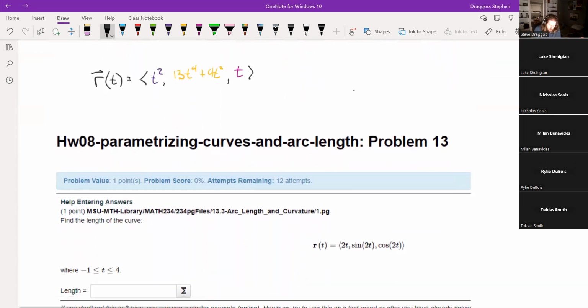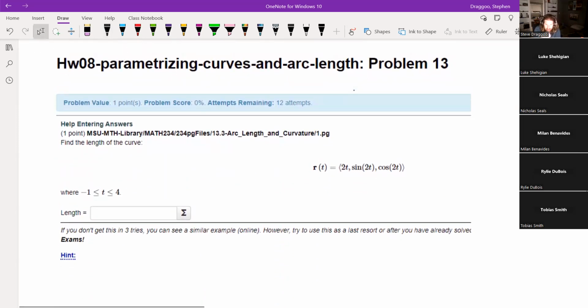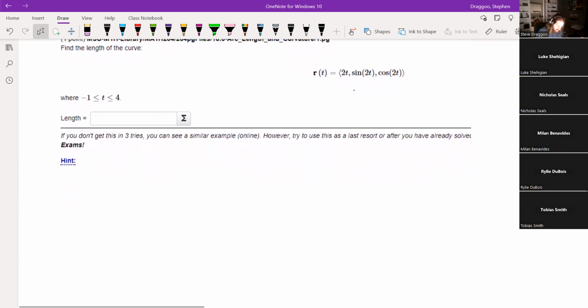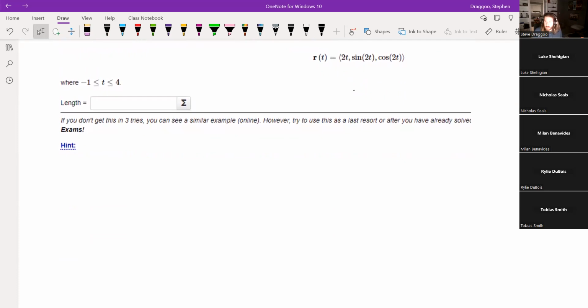All right, just a couple problems left. Okay, so what's next? We want to find some arc length. So here's a curve, calculate its arc length where t is between -1 and 4. So this one's just an integral problem. At least we don't have to think too hard about it. We just have to plug some stuff in and integrate.